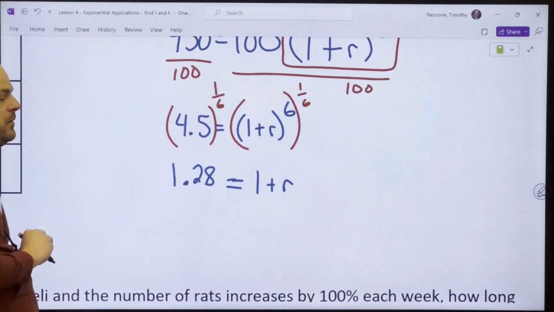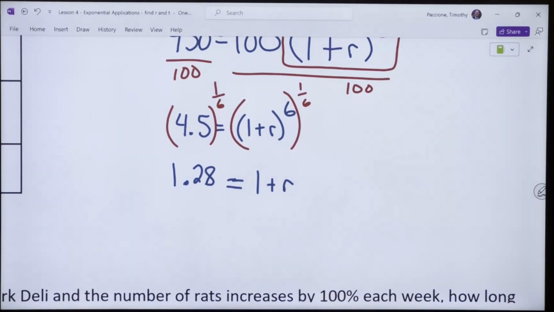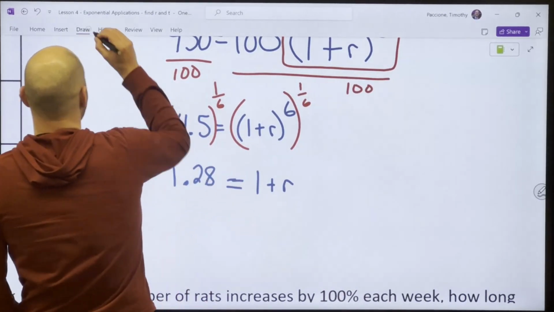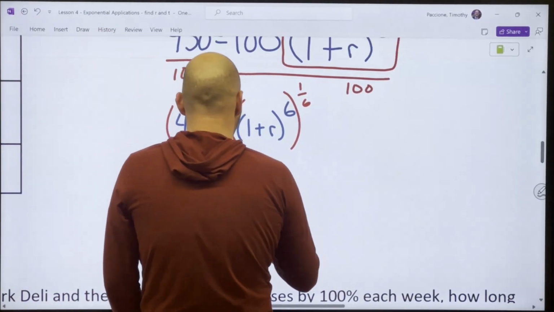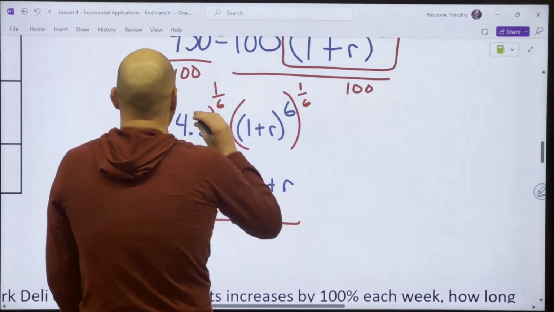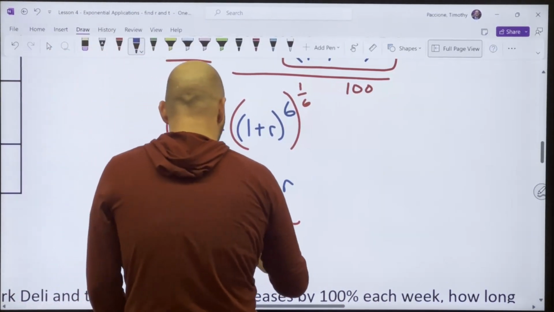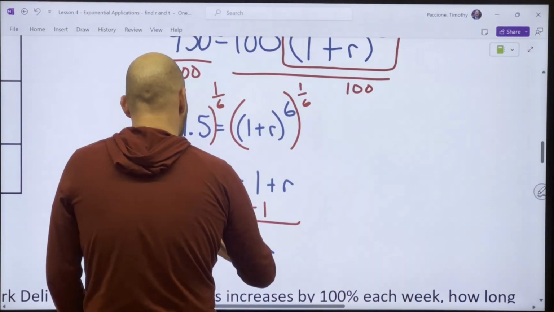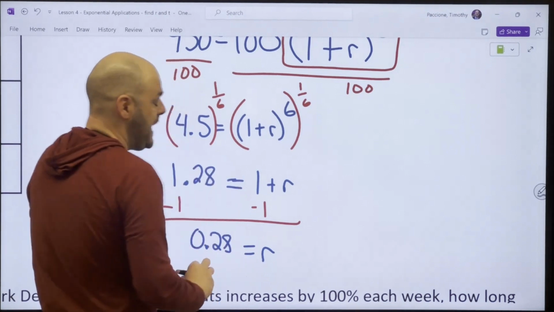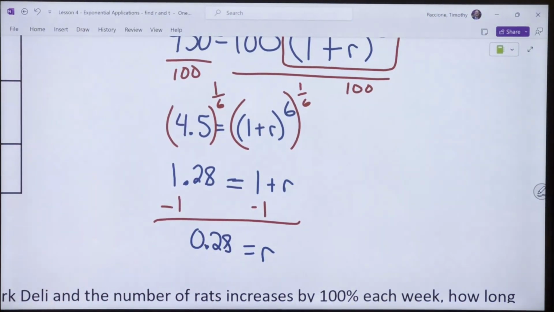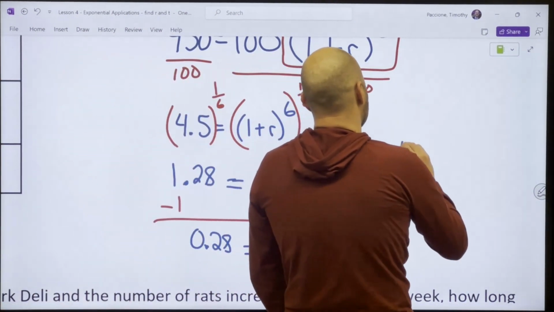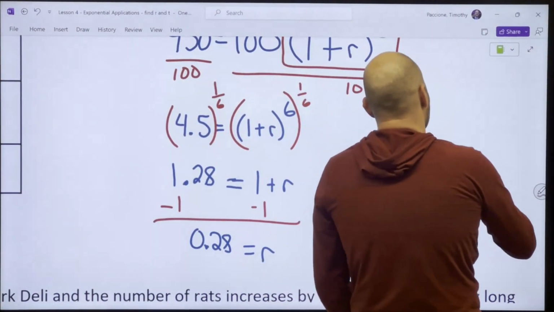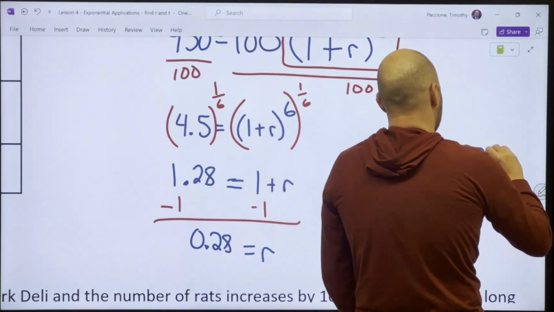1.28. Okay. Now, I want to know r, so I still need to minus 1 from both sides. Minus 1, minus 1. And it turns out that r equals 0.28. So let's answer the question. They asked, what percent is this growing by? 28%. So it's going up by 28%.